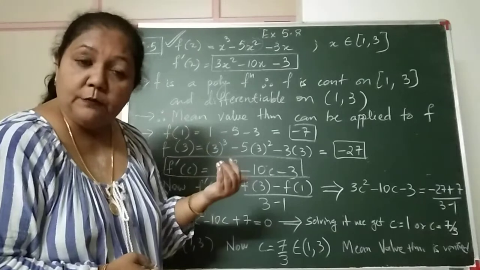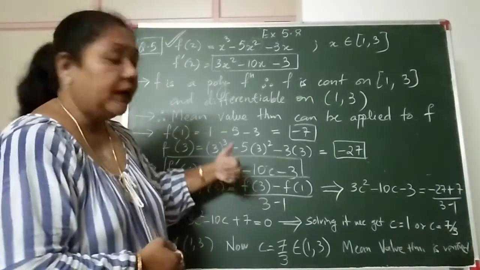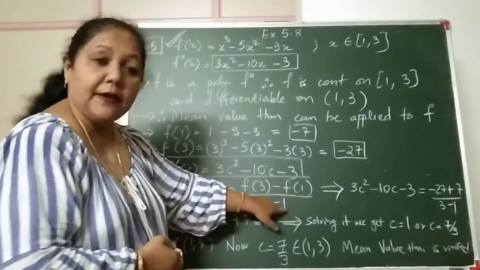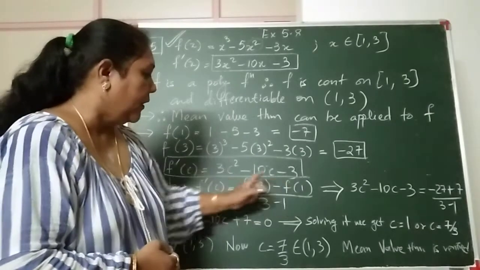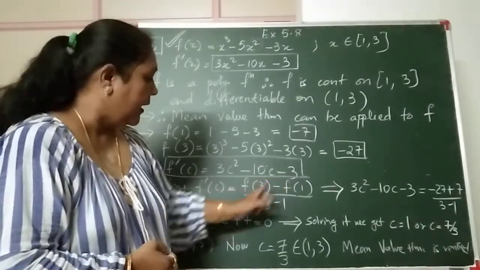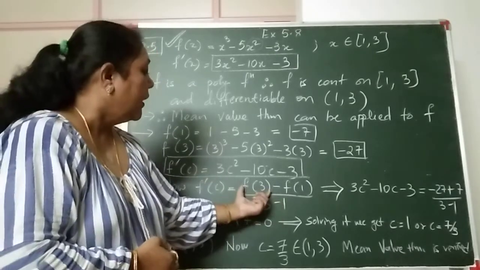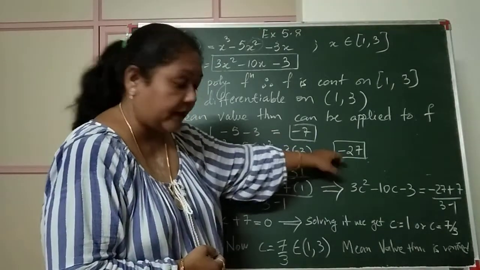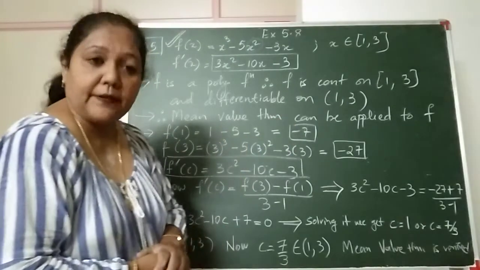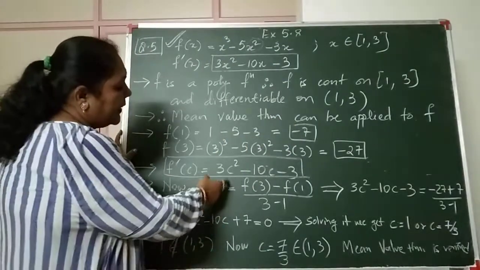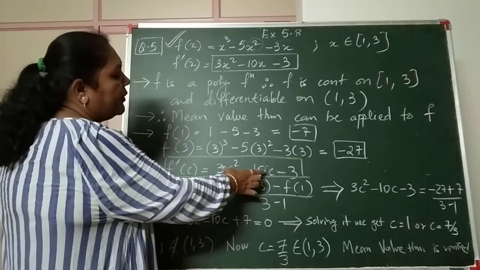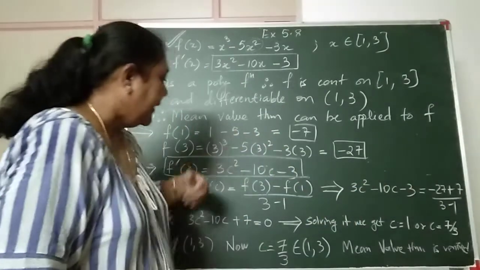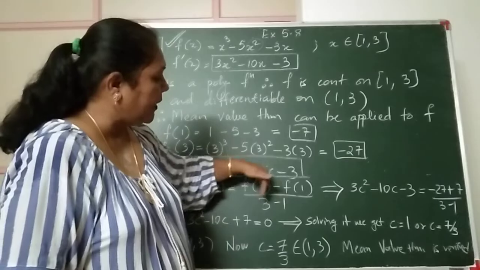I have to apply my formula. f dash of c was going to be equal to f of b minus f of a upon b minus a. My b is 3 and a is 1. So f of 3 minus f of 1 upon b minus a, यानी कि 3 minus 1. Now what is f of 3? I have already found out here. f of 3 was minus 27 and f of 1 was minus 7. So I put it in the formula. Instead of f dash of c, I put the value for f dash of c, that is 3c square minus 10c minus 3. And then I say f of 3 minus f of 1 upon 3 minus 1.